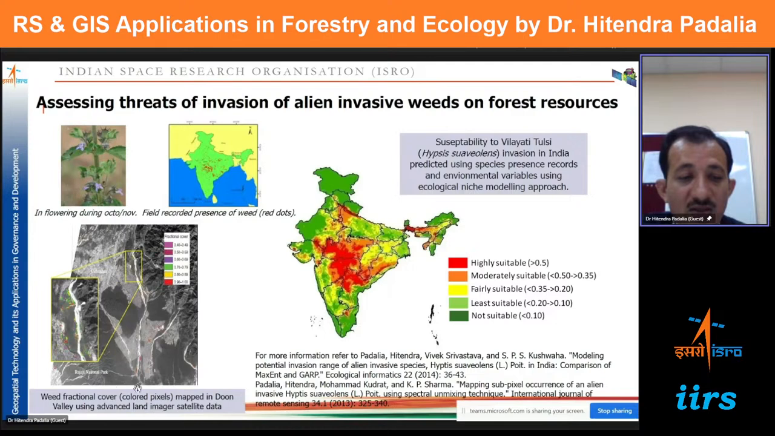So one way is that you directly map the invasive plants if their spectral signatures are quite unique. This is a case of one Hyptis suaveolens plant species I'm showing you in Dehradun Valley, where it has been possible to map it. But in other areas, if you are not able to map directly using satellite data, then the other aspect is you do some kind of ecological niche modeling or species distribution modeling. If you relate the occurrence data with the climatic data, it can help you in at least knowing which are the areas where these species can spread in future. So a rough idea of the potential invasion range of the species can be determined a priori.